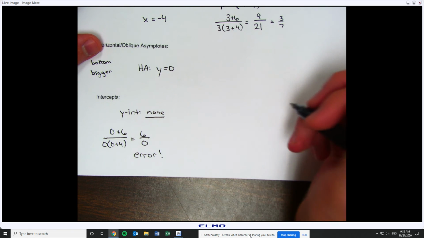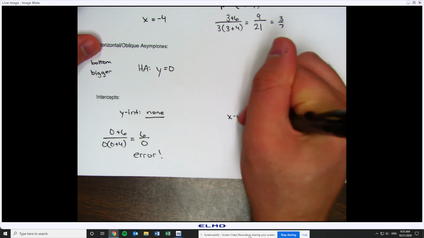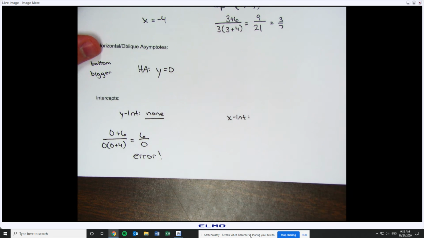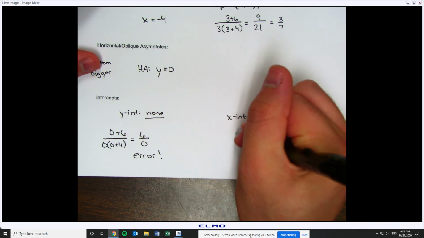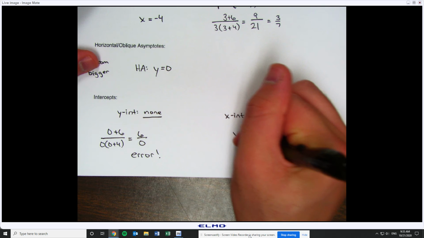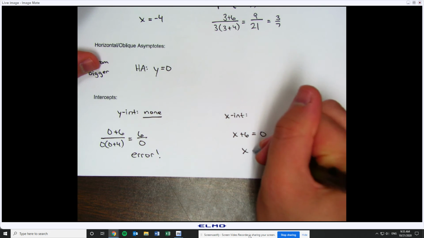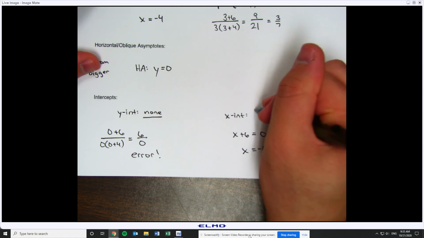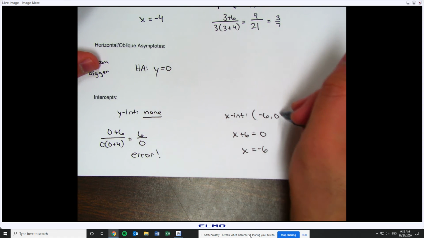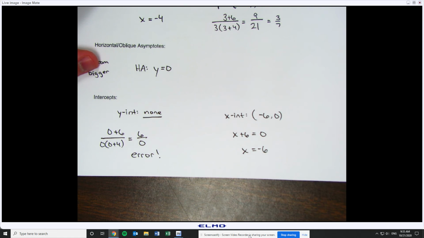All right, now for the x-intercept, I see that I can set my lowest term numerator, which is x plus 6, equal to 0. Solving that, I get x equals negative 6. So I get negative 6 comma 0 as my x-intercept. All done.